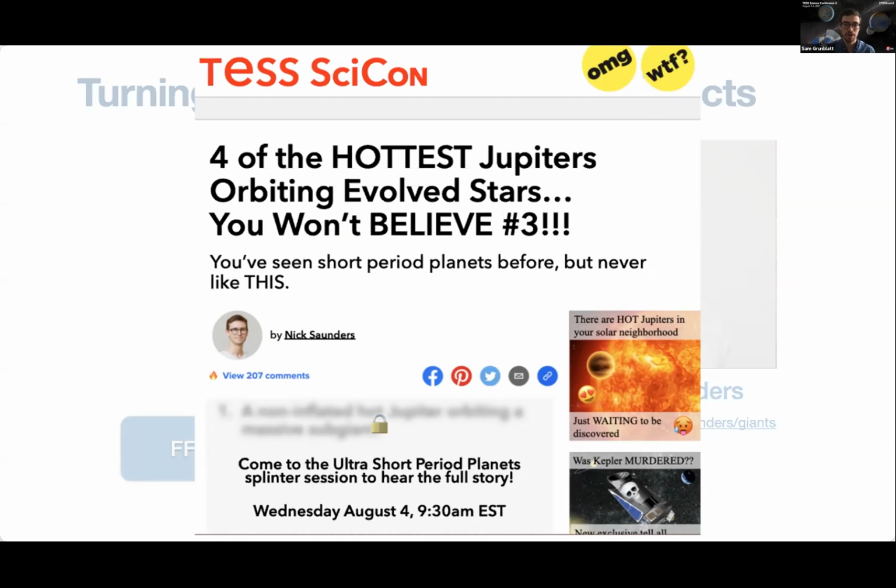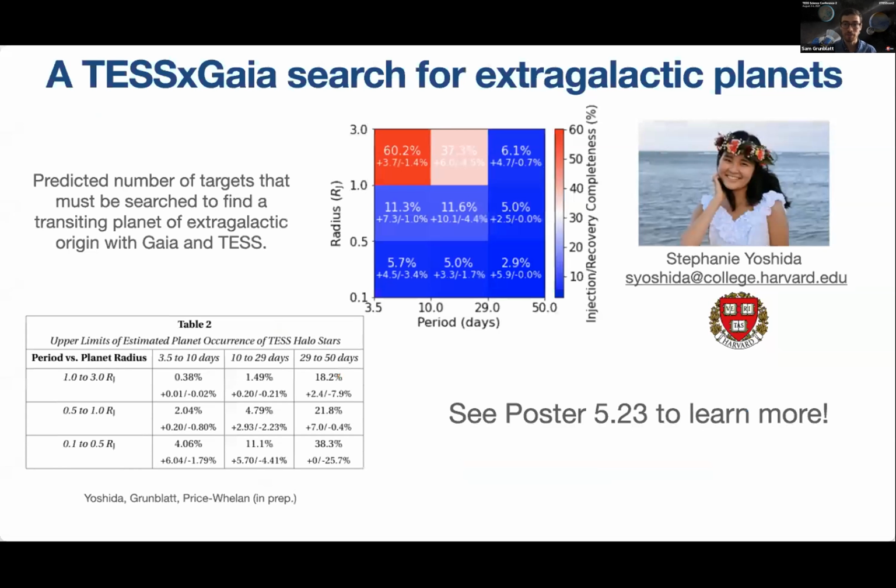We've used this GIANTS pipeline to make some really exciting discoveries of planets orbiting red giant stars that you won't want to miss. And even if you don't care about stars or planets, I'm sure you want to know whether Kepler was murdered. Maybe the TESS architects have a little bit more insight into that. But BuzzFeed actually hasn't covered all of the planet science that the GIANTS pipeline has made possible.